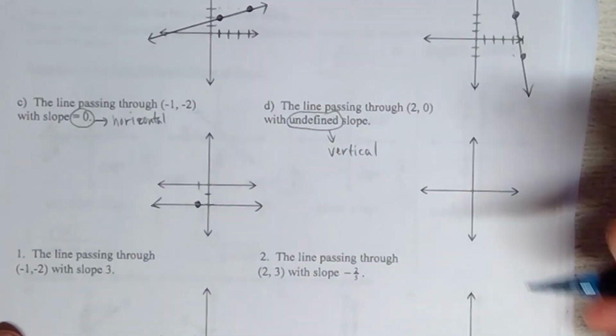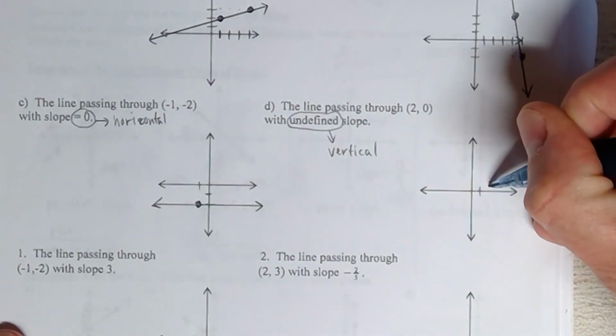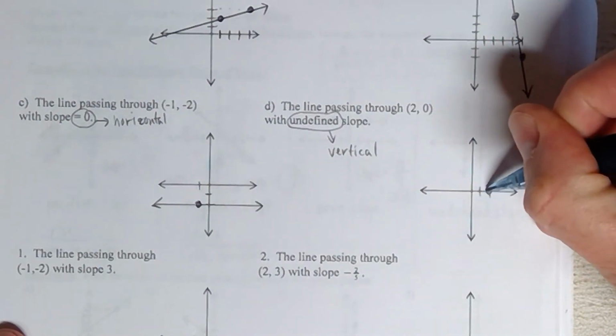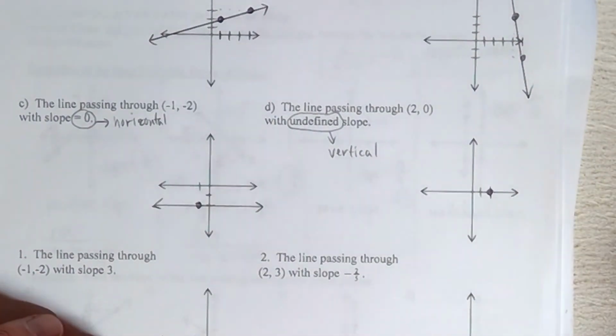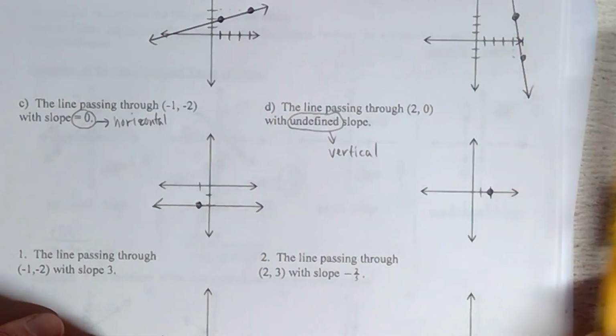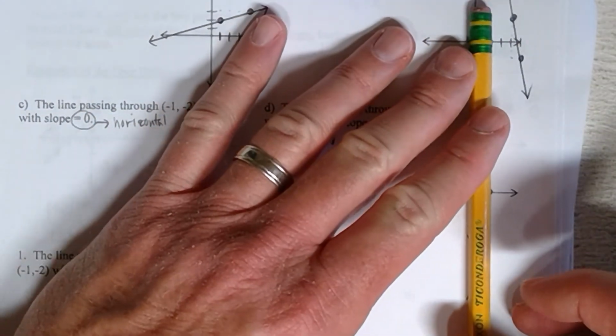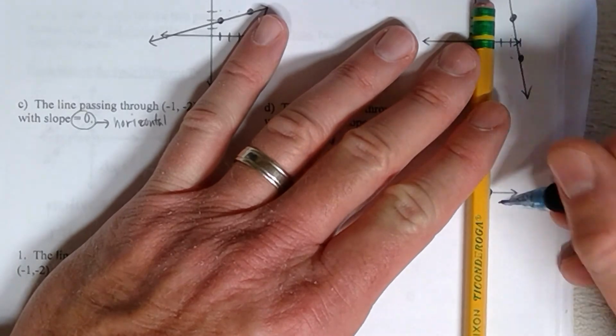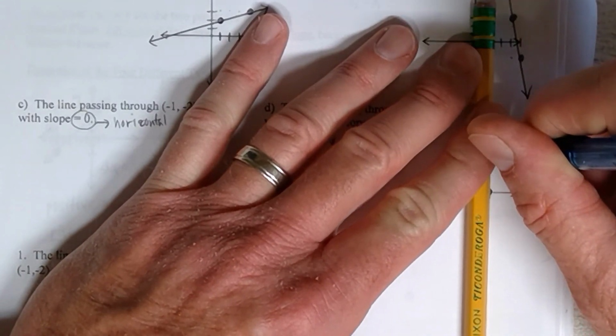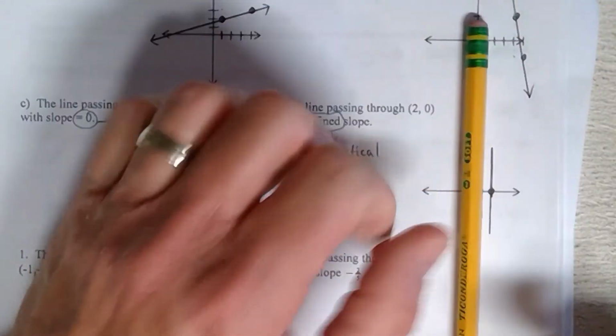Same thing with vertical. You graph your point. 2, 0 is right here, so I'm going to color in that point that they gave me. And then since it's vertical, what do we do? We just draw a vertical line through that. Again, only 1 point needed with vertical and horizontal. Okay, we already know what direction the graph is going.